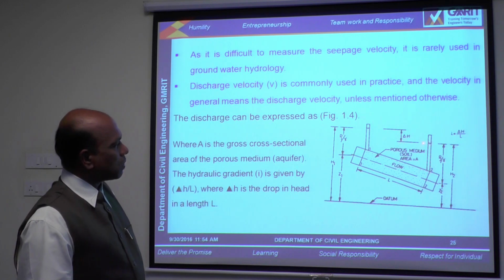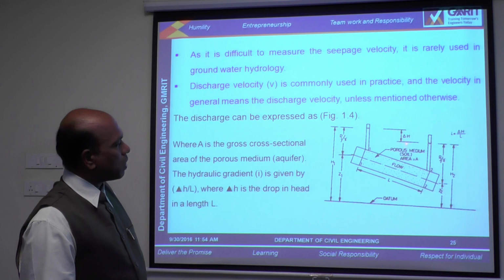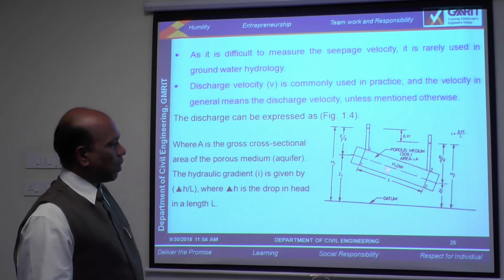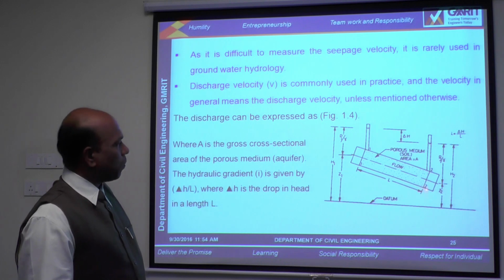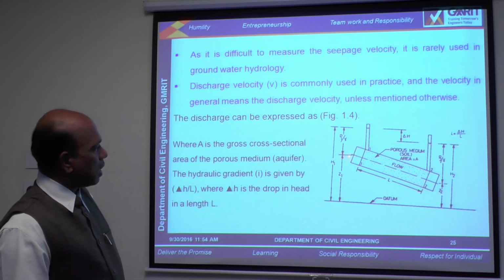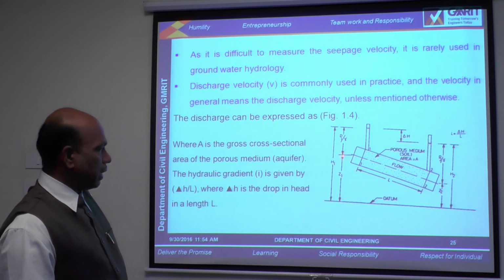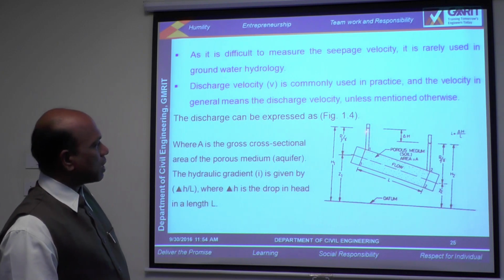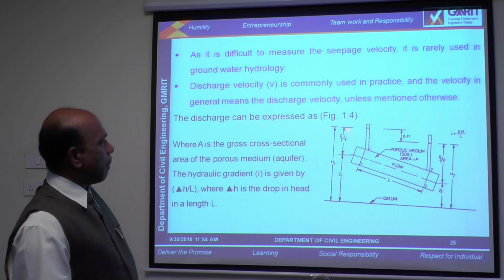There is some difference. This point to this point is known as the head loss. This is the length of the specimen. Also, some notations are given here. From the center of the specimen to the bottom is nothing but the datum head, and also here the water level rises up to this point, this is known as the pressure head.